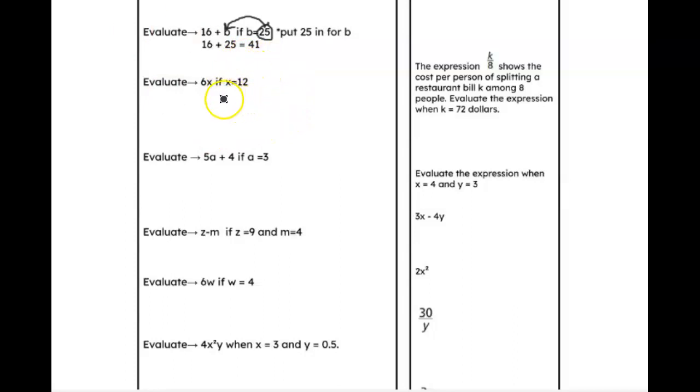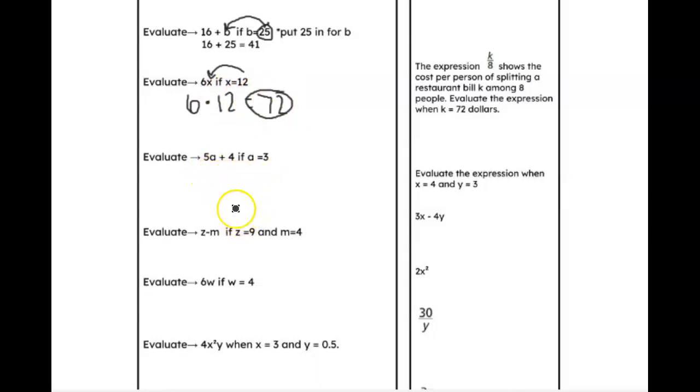Now let's try this one down here. We have 6 and then we have x. A letter and a number next to each other means multiplication. So I'm going to go ahead and write out multiplication. x equals 12, so we're going to put 12 in for x. 6 times 12 is 72.